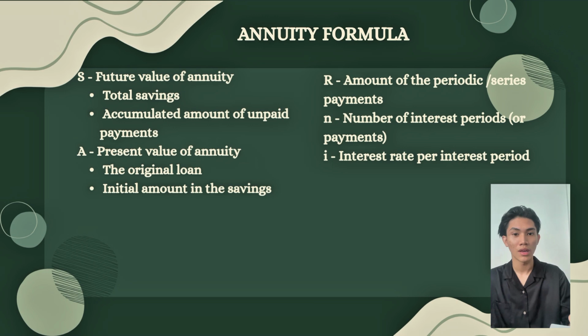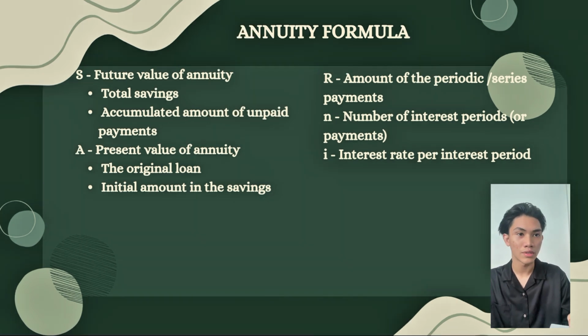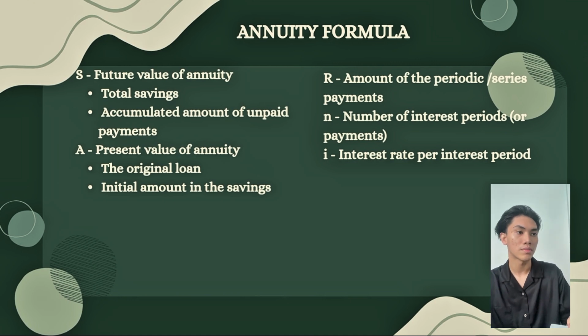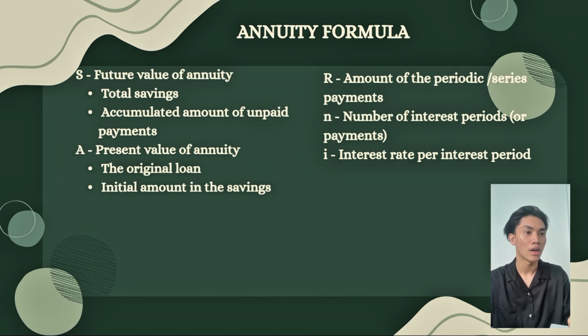The formula: S is future value of annuity, total savings, accumulated amount of unpaid payments. A is present value of annuity, the original loan, insured amount in the savings. R is amount of the periodic series payment. N is number of interest periods or payments. I is interest rate per interest period.